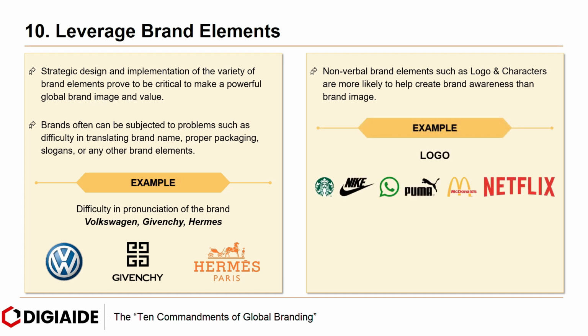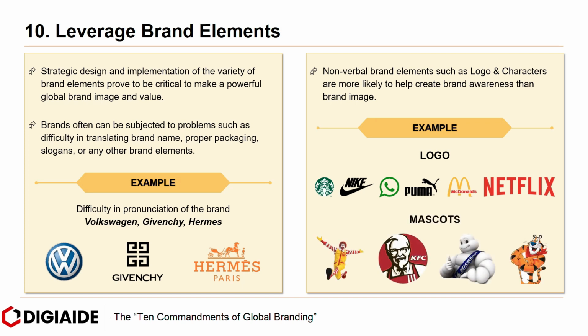Further, non-verbal elements such as logo and characters are more likely to help create brand awareness than brand image. Examples of famous logos: Starbucks, Nike, WhatsApp, Puma, McDonald's, and Netflix. And famous characters, or I would say mascots: Ronald McDonald, KFC Colonel, Michelin Tire Man, and finally Tony the Tiger. So that's it, folks. This brings an end to the topic on the 10 commandments to build global brand equity.